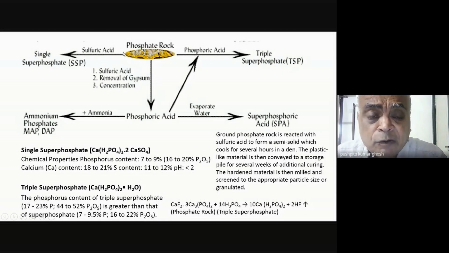Okay. One also can react phosphate rock with phosphoric acid. Okay. You then end up with this particular fertilizer, which is known as triple superphosphate. Okay, this is the formula. So this is not reacted with sulfuric acid; it's only reacted with phosphoric acid. Naturally, because you are reacting with phosphoric acid, the P2O5 content here tends to be higher, 44 to 52%. This is not a very popular fertilizer in our country.